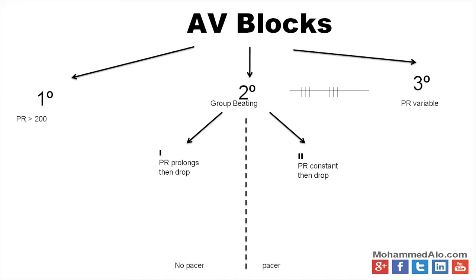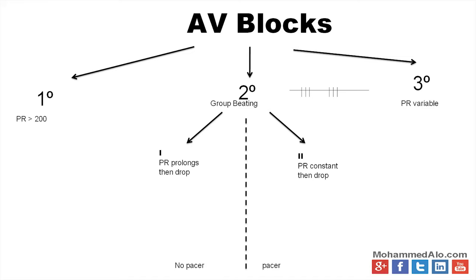Third degree is probably the hardest one to figure out of all of these. The PR interval is very variable. They'll never match up. Sure, sometimes coincidentally you may have one PR interval look like the other, but they're very variable. Always look for third degree block in people that are bradycardic. It's very, very tricky. If somebody's bradycardic, keep your eyes peeled, see if they have third degree AV block. I drew a line right down the middle, that dotted line. On the left side, these people don't typically need a pacer. On the right side, these people typically need a pacer.